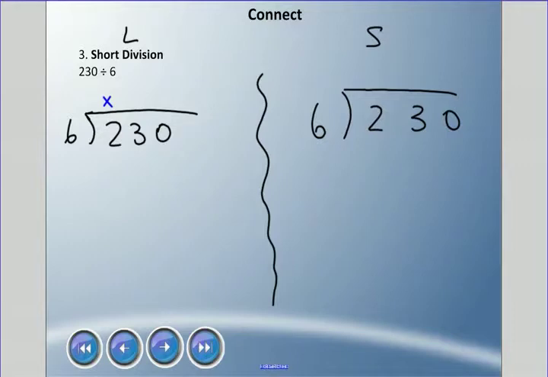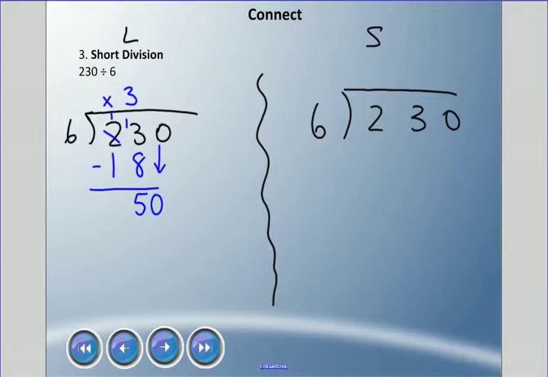Well, 6 times 4 is 24, and 24 is higher than 23. So 6 times 3 is the closest we can do. So I'm going to write that there. And so 6 times 3 is 18, I'm going to subtract. So I'm going to need to borrow, so that becomes a 1. 13 minus 8 is 5. 1 minus 1 is 0. Now, can I do 6 into 5? I can't, but I can bring this 0 down to help me.